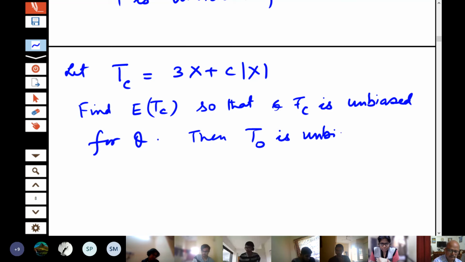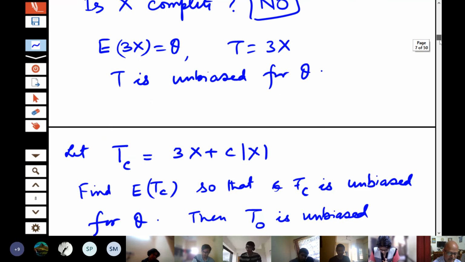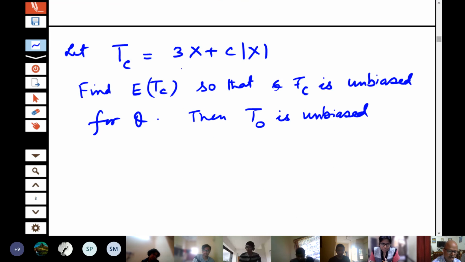Because I wrote an estimator, no? I wrote T here. Now I am changing T by modifying it a little bit, adding some more terms here. Since this will add something, because expectation of mod x you have shown to be half, it will be unbiased only if C is equal to 0.